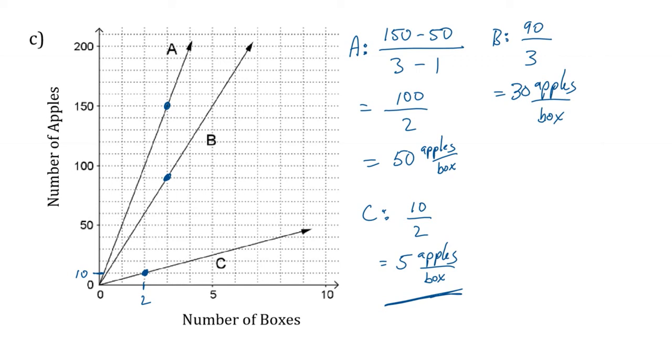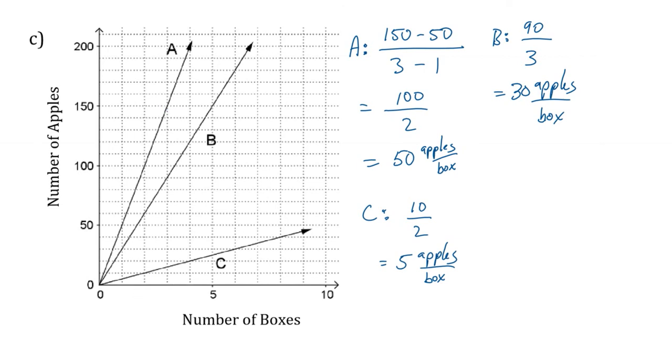And if I buy 2 boxes, then I'm going to get 10 apples, which is what the whole rate thing means, right? 5 apples in each box, 2 boxes means I get 10 apples total, okay? Now, what does this represent?